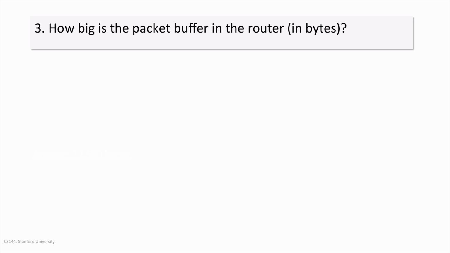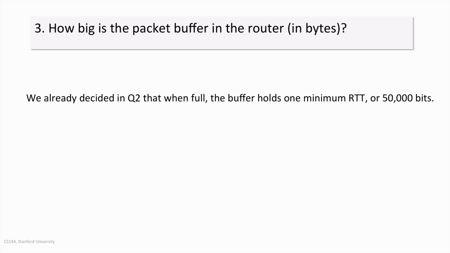Part 3. How big is the packet buffer in the router in bytes? Well, we already decided in question 2 that when it's full, the buffer holds one minimum RTT, or 50,000 bits.